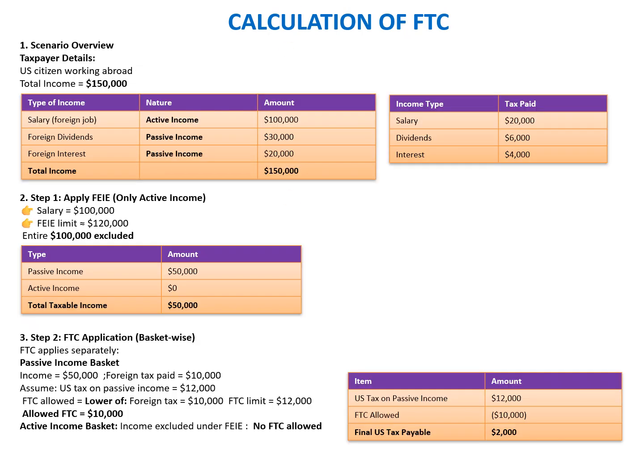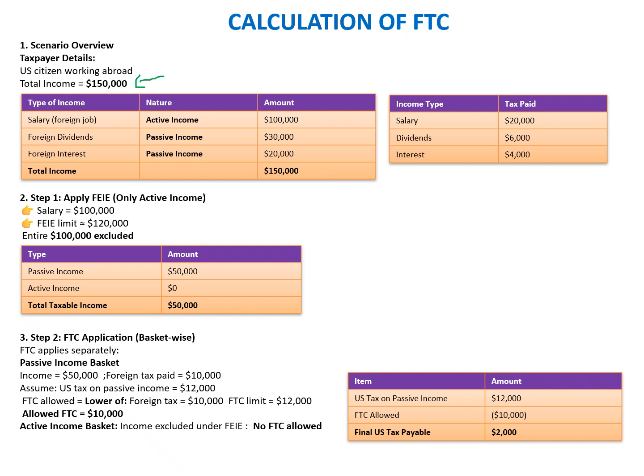Okay, so the scenario is that we have a taxpayer. A US person is working abroad and total income is 1,50,000. The breakup is foreign income salary is 1 lakh, foreign dividends and foreign interest are 30,000 and 20,000 respectively. And then we have the income type: on salary, taxes paid in the foreign country are 20,000, on dividend 6,000, and on interest 4,000.